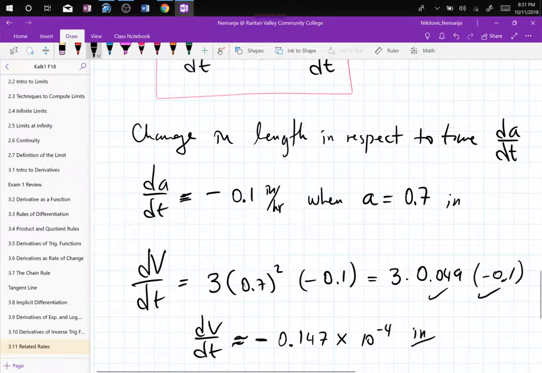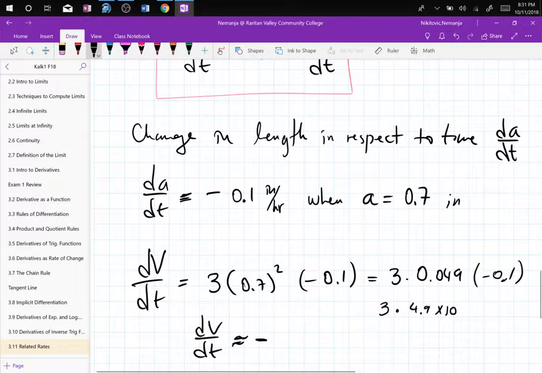This is 3 times 4.9 times 10 to the negative 2, and put a negative in front. This is just 1 times 10 to the negative 1. So what was the number? 1.47 times 10 to the negative 4, and then we have inches cubed per hour. Wow.